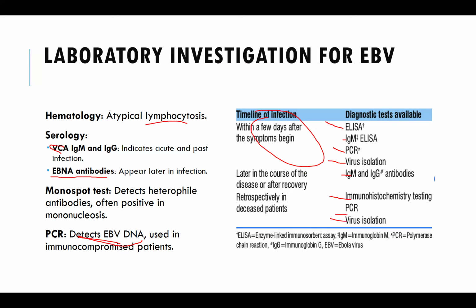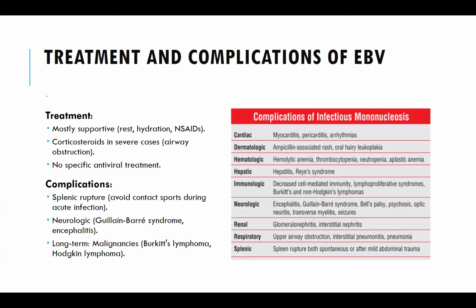Also, even viral isolation can be tried, but the effectiveness varies depending on whether the infection is acute or chronic. And then treatment approaches, and the complications that we expect if someone has EBV. In EBV, the treatment is usually supportive, and in case the infection is severe with airway obstruction, we can give some corticosteroids, especially prednisolone, and then we don't have any specific antiviral treatment.